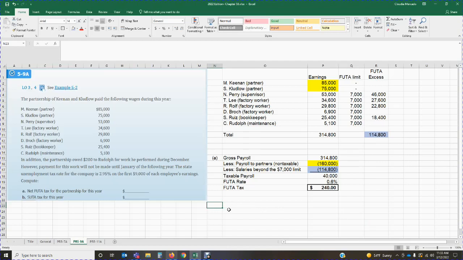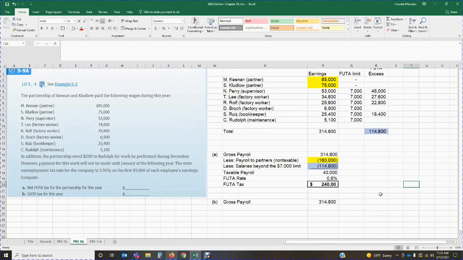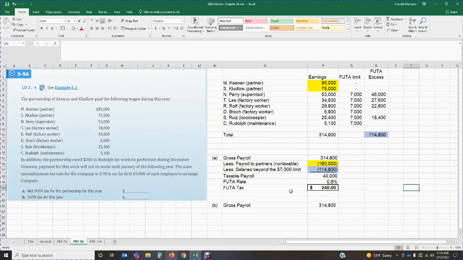Requirement B is going to be very similar, but now we're doing SUTA. We're going to once again begin with my gross payroll. We already calculated our gross payroll to be 314,800. And then I am going to deduct my payroll to my partners. Your payments to the partners are non-taxable. And the amount that is non-taxable is your 85,000 and your 75,000, which gives you 160,000.